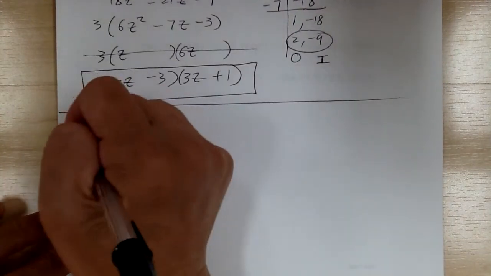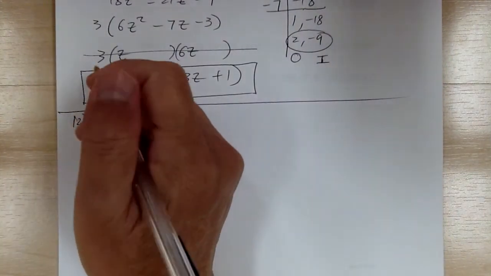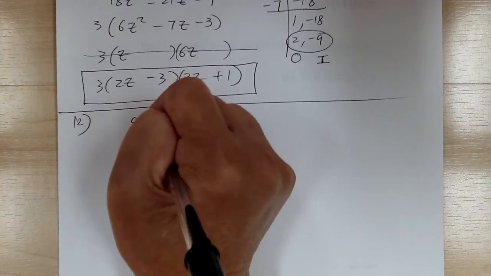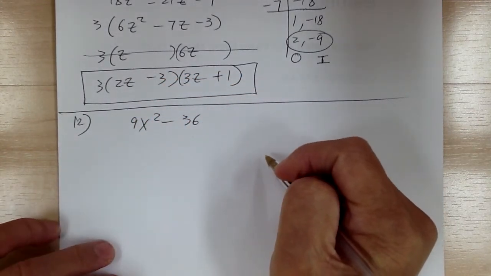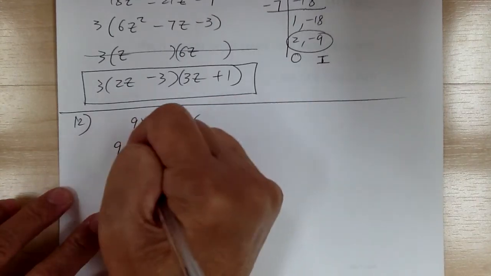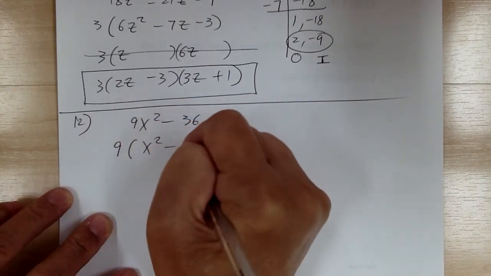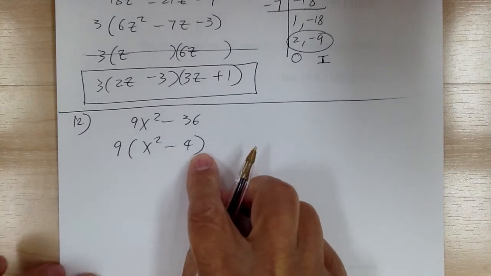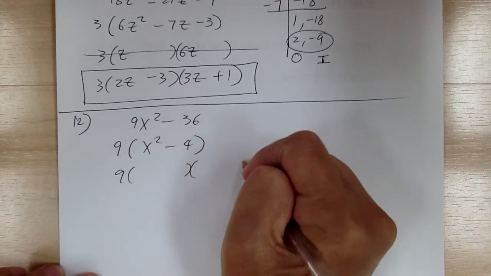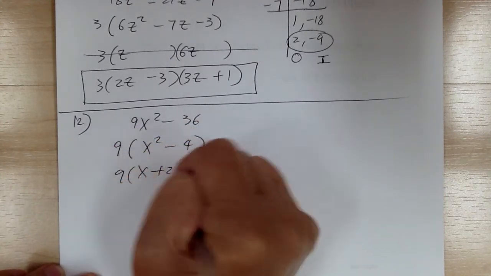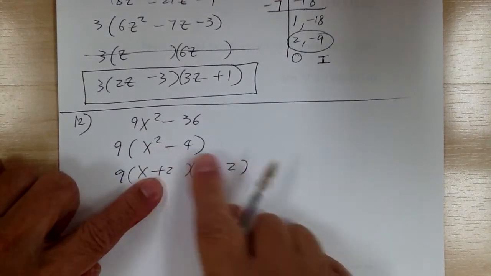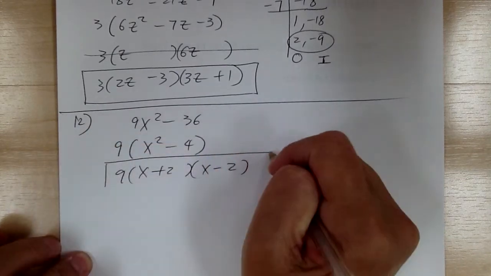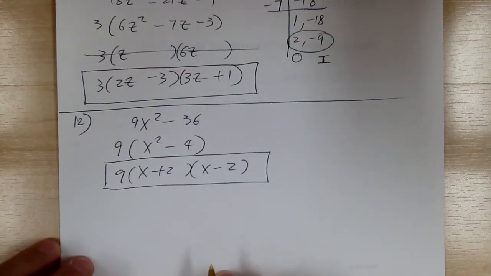Okay, number 12. You've got 9x squared minus 36. Make sure you do step 1 first. Go through the list. So step 1, common factor, so factor out the 9. Then step 2, this is the difference of squares. So factor into conjugates, so it'd be x plus 2, x minus 2. Again, this will give you x squared minus 4. Okay, next one.